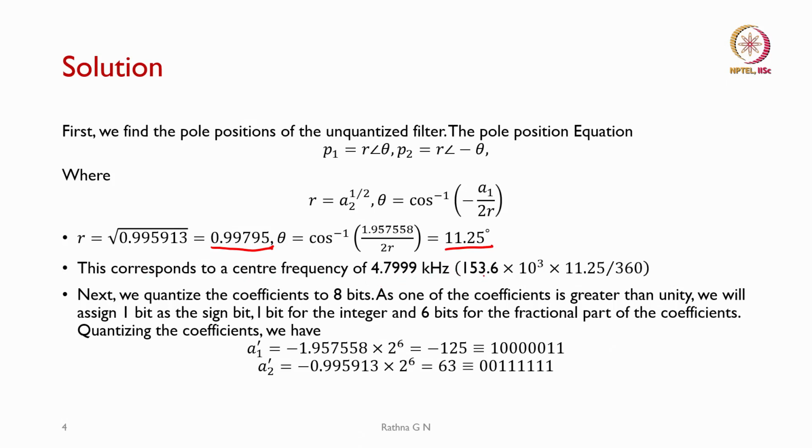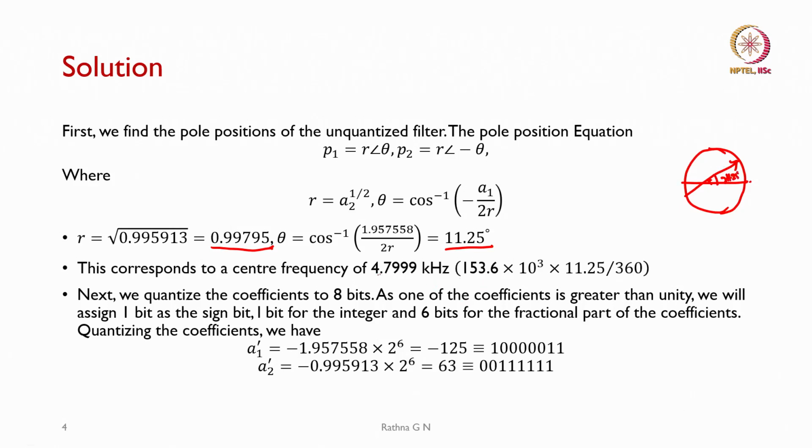So, what do we mean by that? We know that this is my unit circle. This is my center. So, we are calculating R here. This is R at an angle of 11.25 degrees. You have the pole. Okay. This is 11.25 degrees.